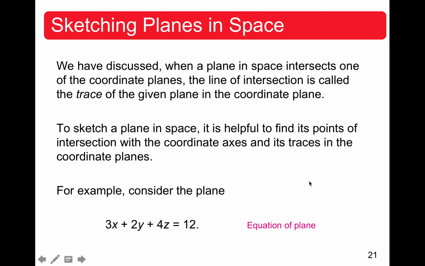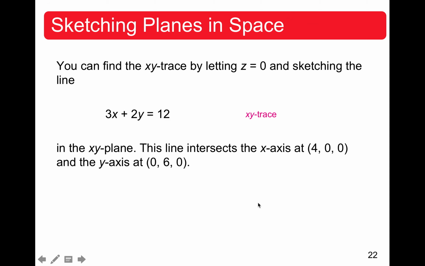Okay, so sketching lines in the plane. To sketch, we're going to find the points of intersection with the coordinate axes. So if we have this equation right here, 3x plus 2y plus 4z equals 12, you're going to find all of the traces, if you remember back to section 10.1. We're going to do that by substituting 0 in for each of our variables. So if we put 0 in for z, we end up with this equation right here.